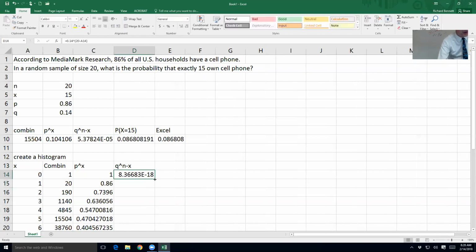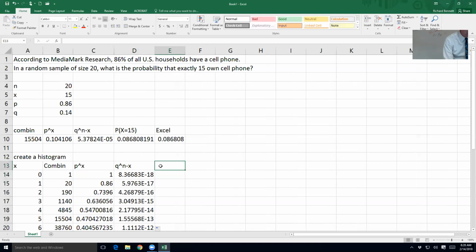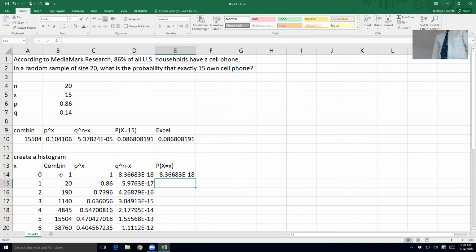That's a very small number. I'm going to copy that down. And now I'm going to do, tell you what, probability of x. The x equals, here, I'll write it this way, x equals x. The probability that x equals 0 people is going to be the product of these 3 numbers here, which is really puny. So if 86% of people had a cell phone, the probability that you got 0 people is ridiculously small. All right, so now I'm going to copy that down.